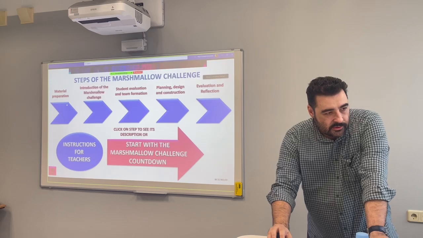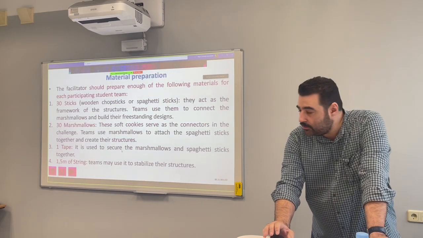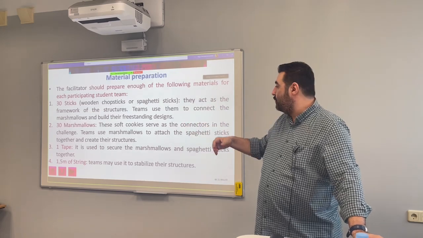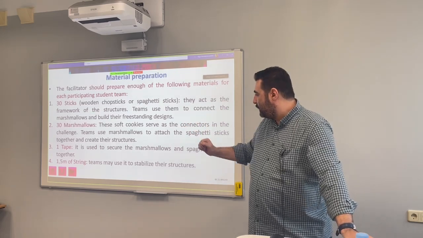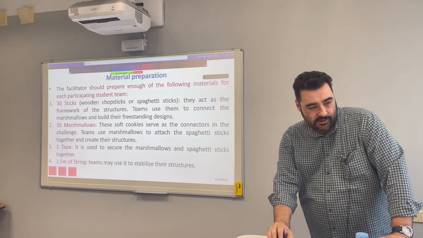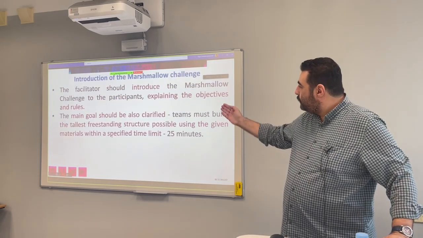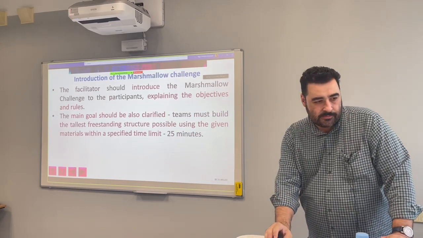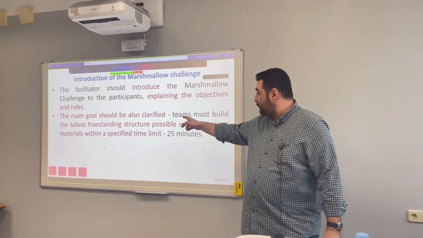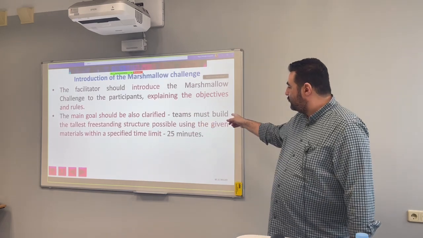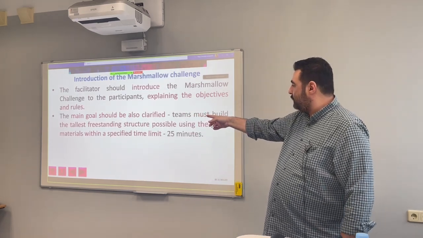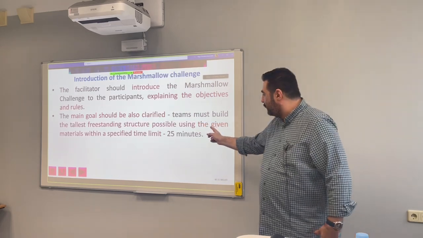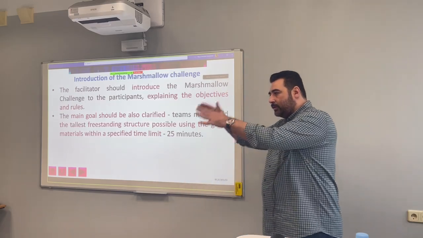So basically, those are the steps. Material preparation, I already listed. You need 30 sticks, 30 marshmallows, or clay balls, or anything, 1 duct tape, 1.5 meters of string. Then you need to introduce the Marshmallow Challenge to students, explaining the objectives and rules. The main goal of the exercise should also be clarified. Student teams must build the tallest freestanding structure possible using the given materials within a specified time limit. So they will have 25 minutes to build that structure.